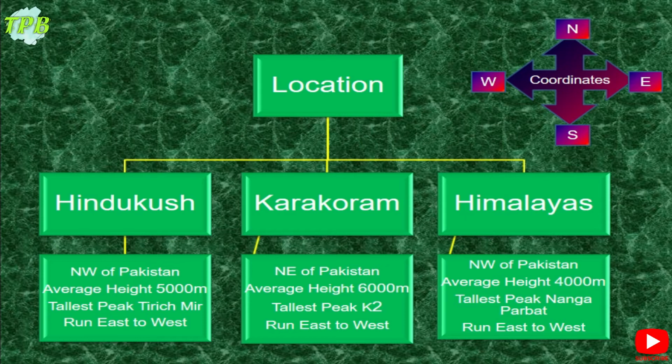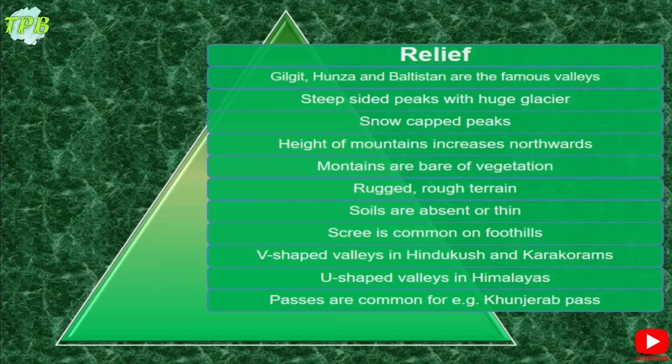Let's move on to the relief of this area. The common relief features of these mountain ranges are: Gilgit, Hunza and Baltistan are the famous valleys. The peaks have steep-sided valleys with huge glaciers. The peaks are snow-capped. The height of the mountains increases northwards. Mountains are bare of vegetation. The terrain is rough, rugged and barren.